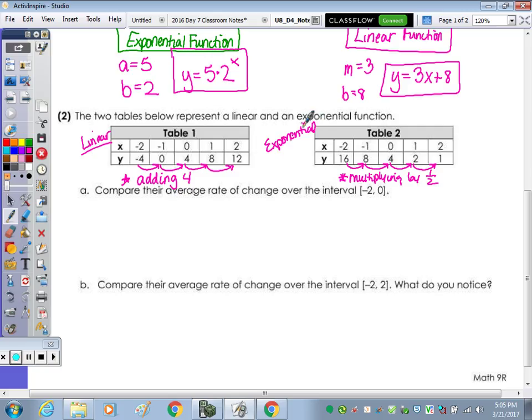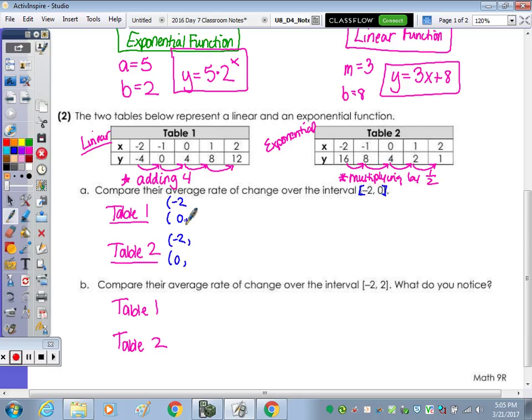So compare their rate of change over the interval from negative 2 to 0. So for table 1 and table 2 for each, the points we're looking at in table 1, remember, from negative 2 to 0, so we're taking the two points that have an x value of negative 2 and 0. So in table 1, when x is negative 2, y is negative 4. When x is 0, y is 4.